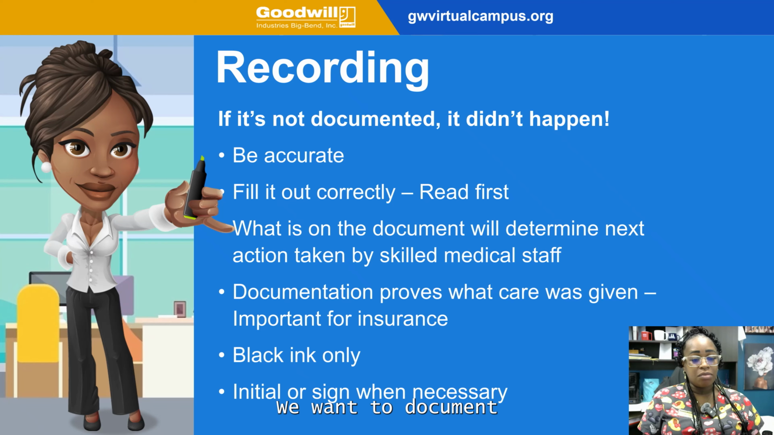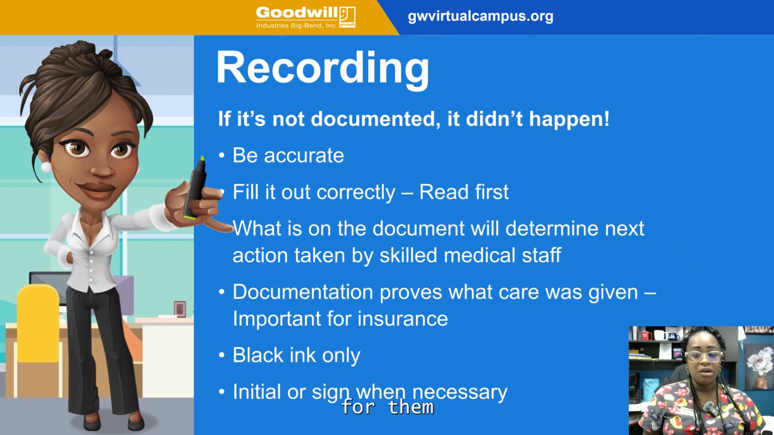We're going to document what care was given and how it was given so that when it's time for them to be billed, insurance can bill them properly. We're going to use certain ink, whether it's black or blue, but it's mostly going to be black, and we're going to always initial and sign when it's necessary. This form of documentation just lets them know that we're doing our job, we did our job properly, we did everything we were supposed to do, and if it's something that didn't happen, we documented that as well so that we can make sure we follow up on the regimen.